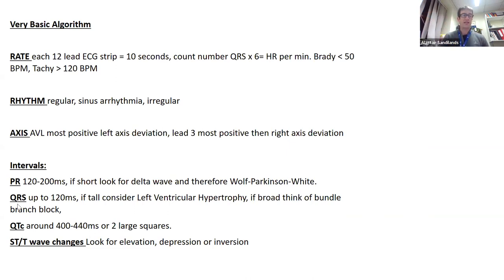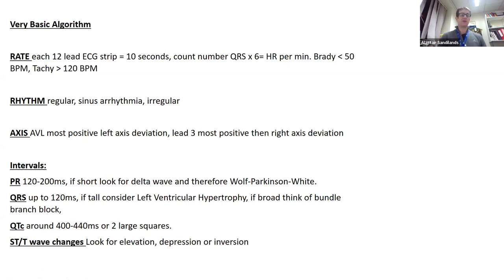So we look at the rate. The best way to look at the rate is, each 12 lead ECG strip is 10 seconds. Count the number of QRSs and times it by 6. That gives you the heart rate per minute. So by definition, a bradycardia will be less than 50 beats a minute. A tachycardia will normally be something over 120 beats a minute.